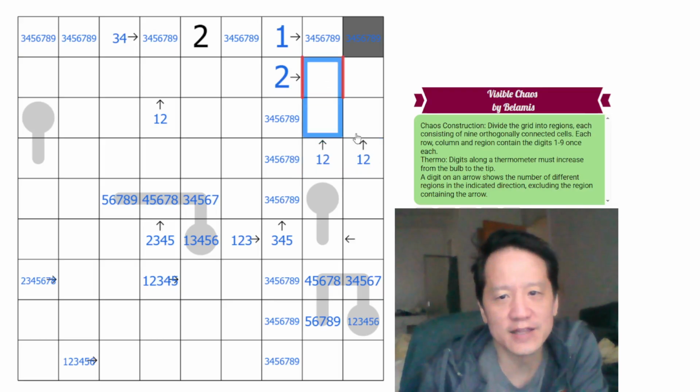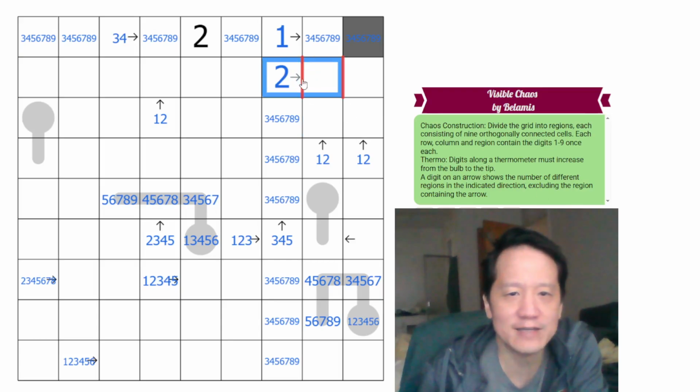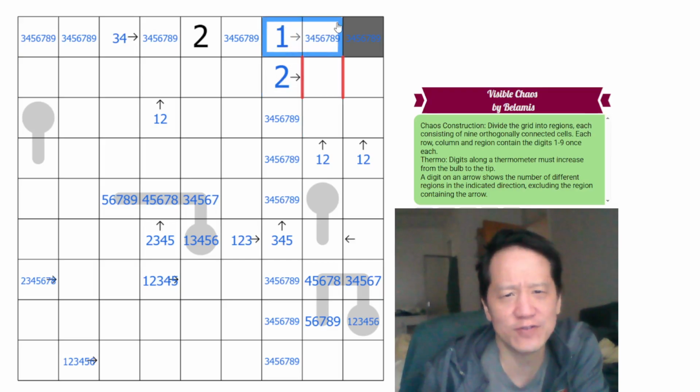And the thing is, that's a very important rule, excluding the region containing the arrow. I didn't really think through what that meant. But yeah, of course it excludes the region with the arrow. But I was thinking of the cell with the arrow instead of the region with the arrow, which is actually a very big difference.